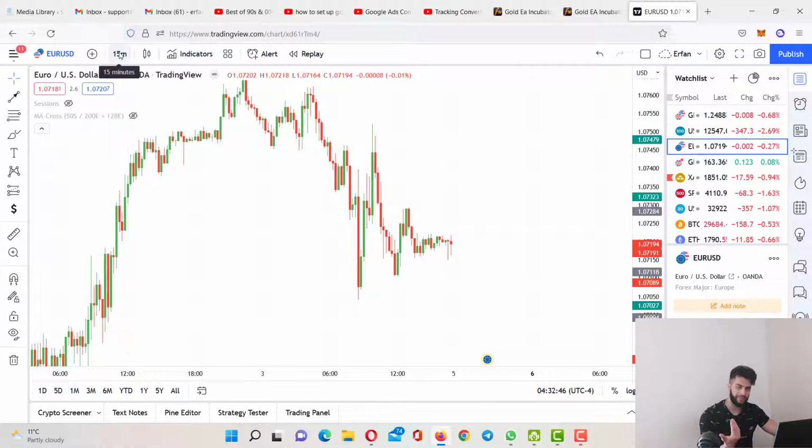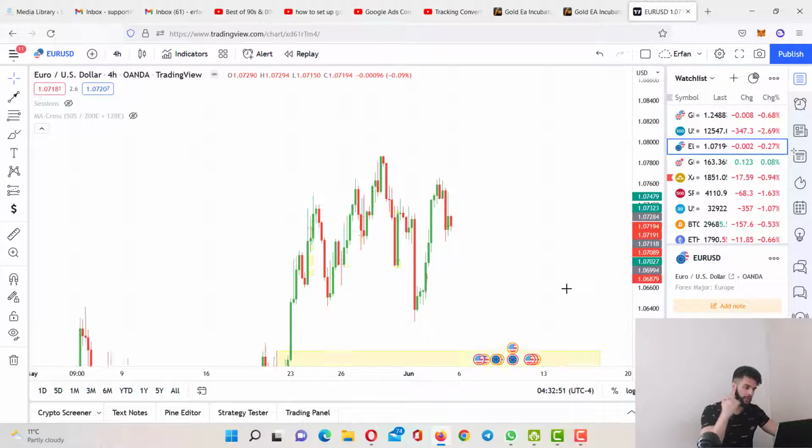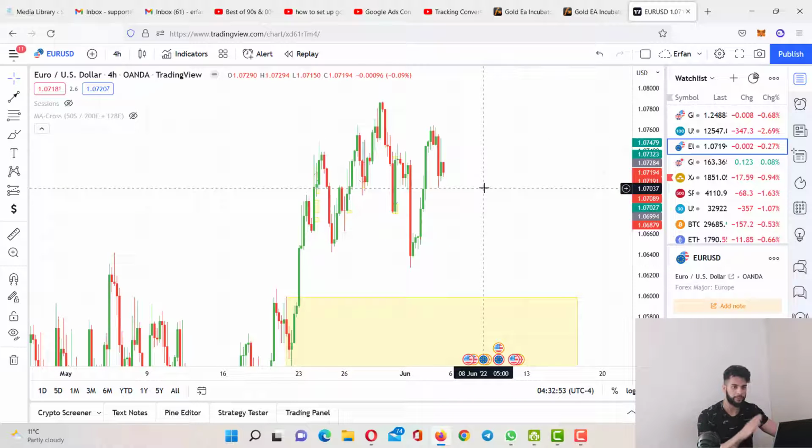But it doesn't hurt to do a top down analysis from the 4-hour, and then you come down all the way to the 5-minute time frame. But if you're a scalper, you just stick with the 5-minute and 15-minute time frames.